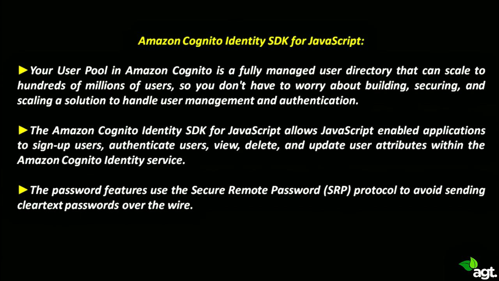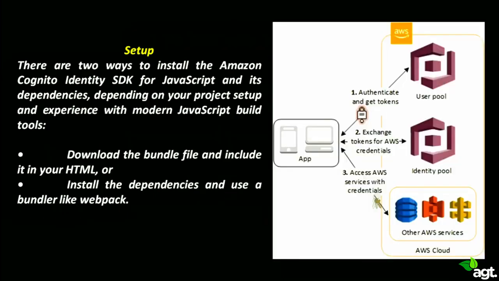So what about the introduction? The Amazon Cognito Identity SDK for JavaScript allows JavaScript enabled applications to sign up users and authenticate users, and view, delete, and update user attributes within the Amazon Cognito Identity service. Other functionality includes password changes for authenticated users and initiating and completing the forgot password flow for unauthenticated users. Your users will benefit from a number of security features, including SMS-based multi-factor authentication and account verification via phone or email. The password features use the Secure Remote Password protocol to avoid sending clear text passwords over the wire.